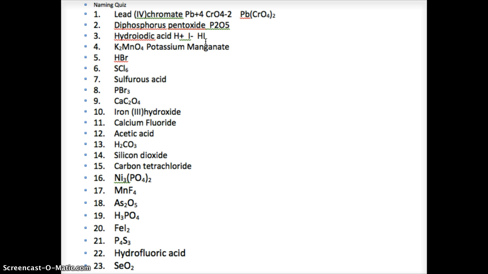You don't do Roman numerals on the anions, but this is the only time that you have to pay attention to which anion was used. Okay. All right, our next one, HBr.